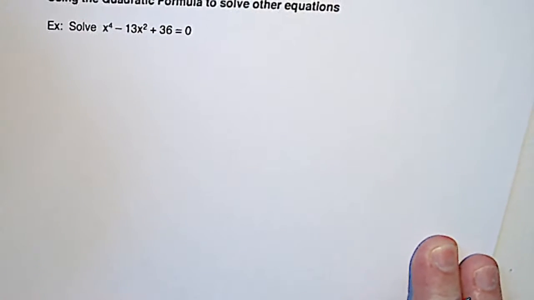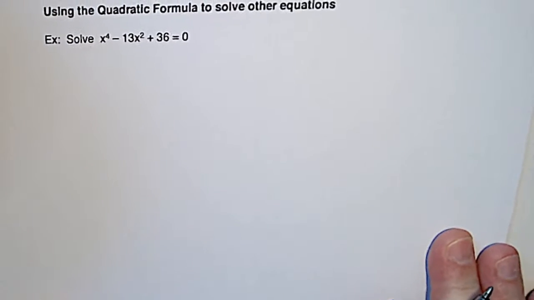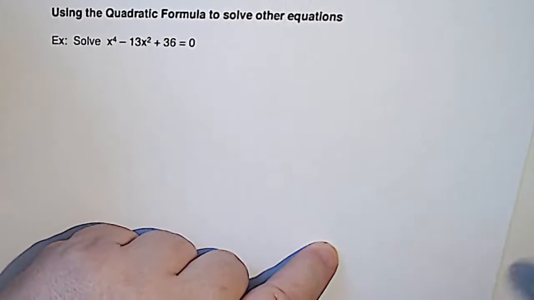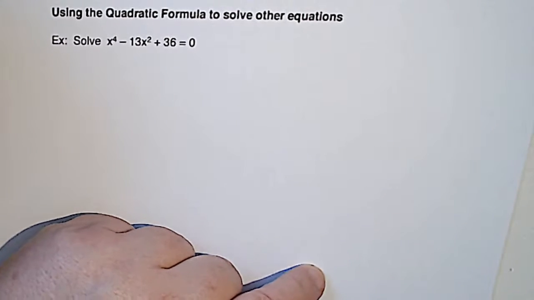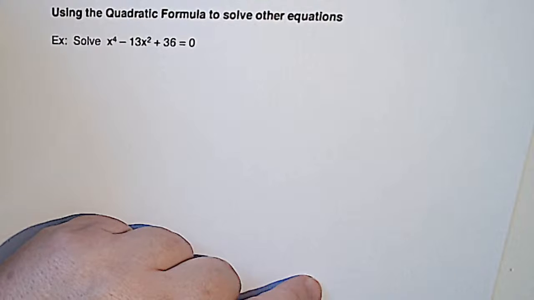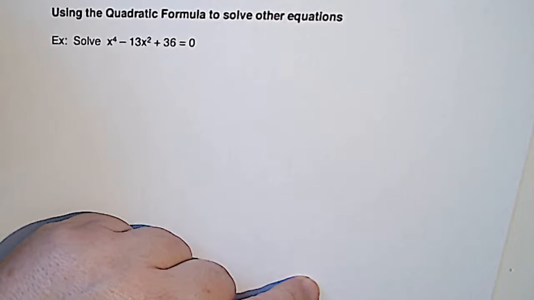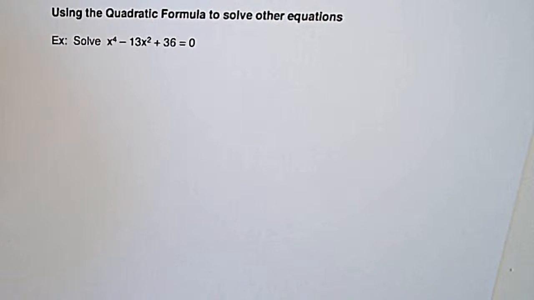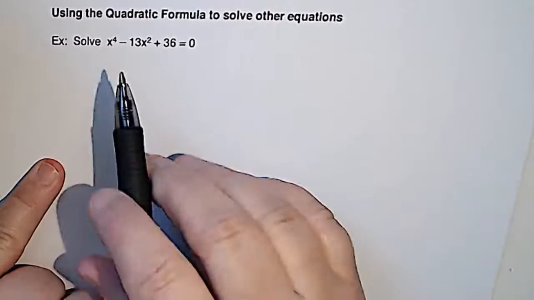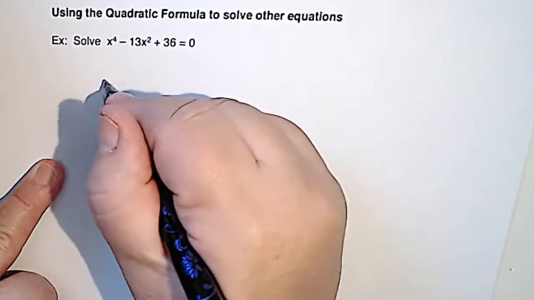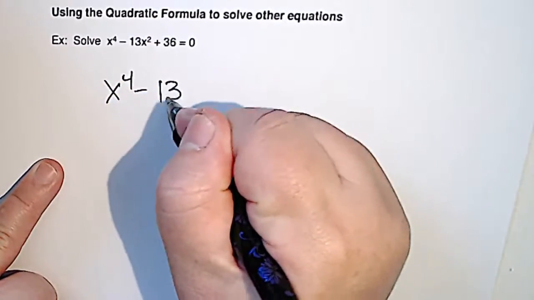Okay, so next up, I want to introduce a new concept because we've got a little bit of time. This is completely different than what we were just doing. And it's really, really weird. And the real weirdness is that you can use the quadratic formula to solve things that are not technically quadratic, but they are quadratic form. So x to the 4th.